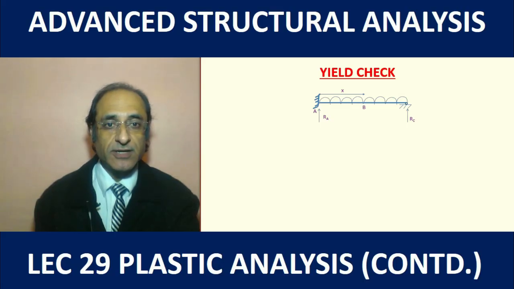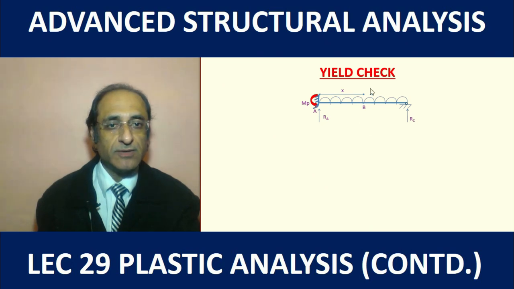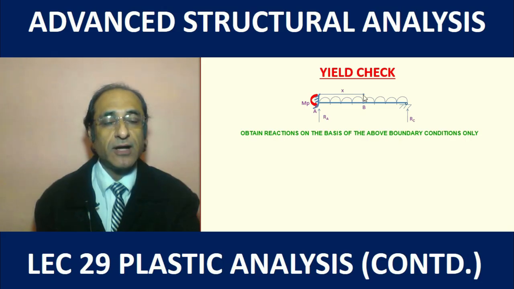Next is the yield condition. For the yield condition, we know that the indeterminacy of the structure is 1. So we assume that at A we have the moment MP and we keep the moment at B as unknown, and try to use the equilibrium of the parts to obtain the moment at B. So this has to be always less than or equal to MP.